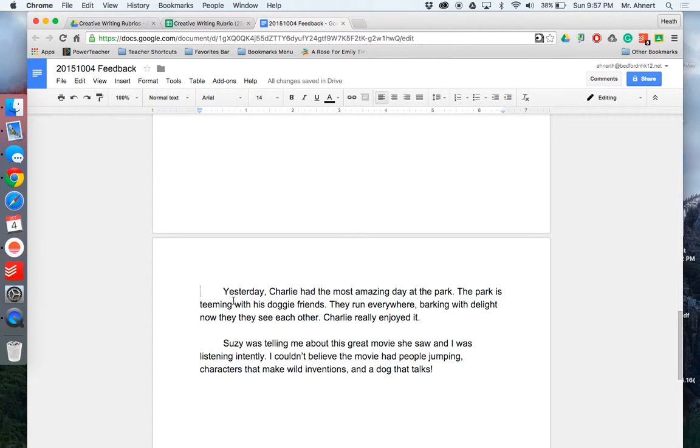So let's take a look at this story. Yesterday, Charlie had the most amazing day at the park. The park is teeming with his doggy friends. They run everywhere, barking with delight now that they see each other. Charlie really enjoyed it. Right? In this first sentence, because of the word had, it is taking place in the past.